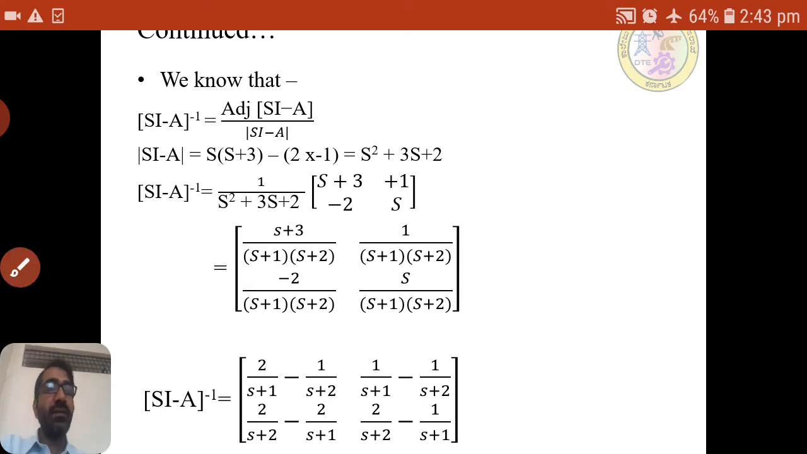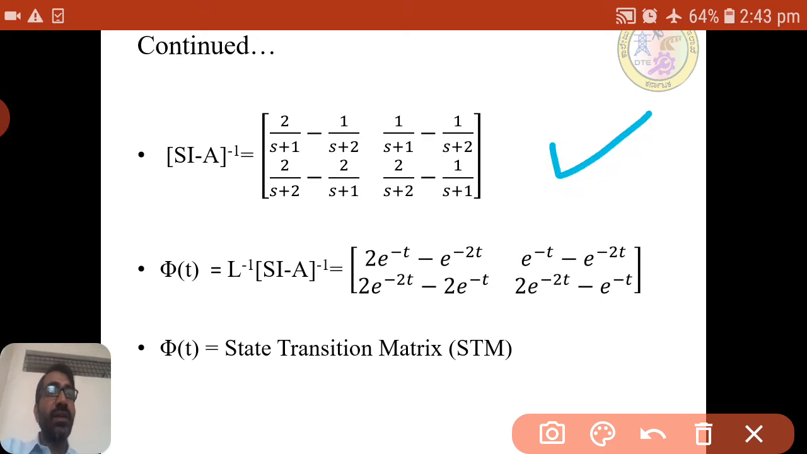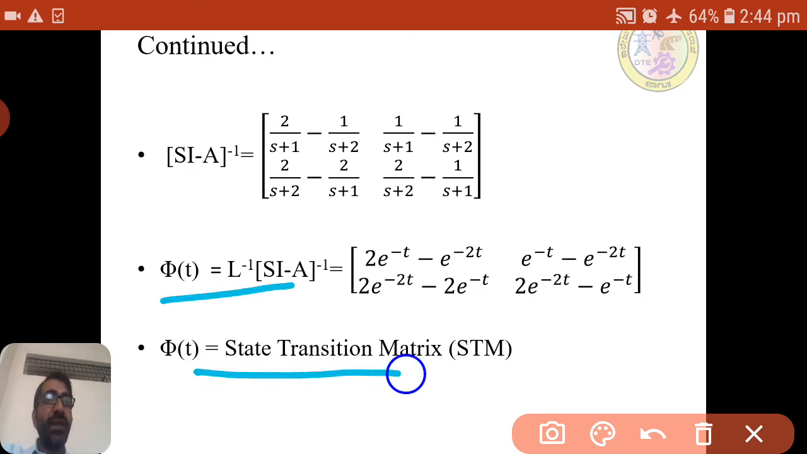Now we need to take the Laplace inverse. If we take the Laplace inverse of this, we will get the term 2 into e raised to minus t minus e raised to minus 2t. Similarly, 1 by s plus 1 gives e raised to minus t, and 1 by s plus 2 gives e raised to minus 2t. Together, this we call phi of t, that is, the state transition matrix.